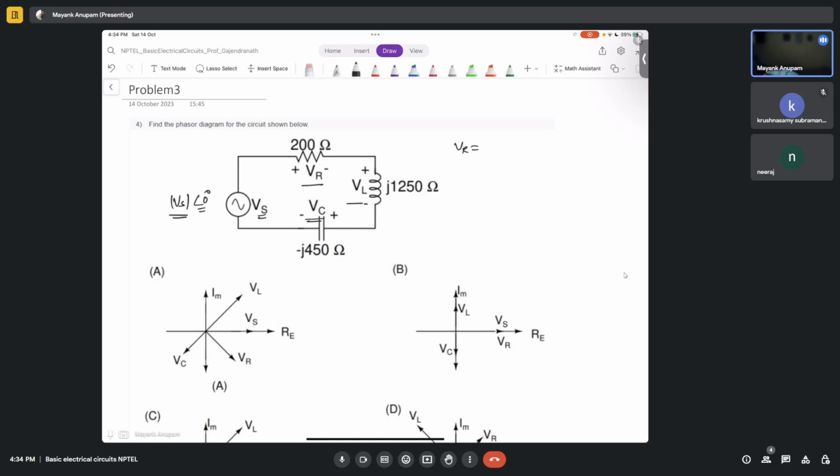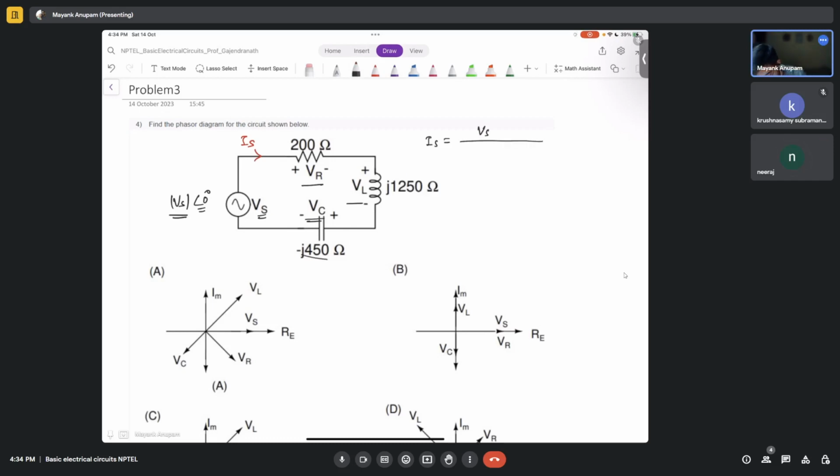So tell me, what is VR? For anything, we first need to find out what the current is, right? What is the current here, which is IS? For calculating the current, we will need the impedance. The impedance is given for all the elements, right? So what is IS? It's VS upon Z.